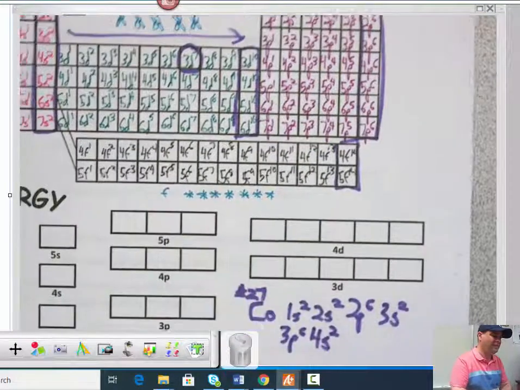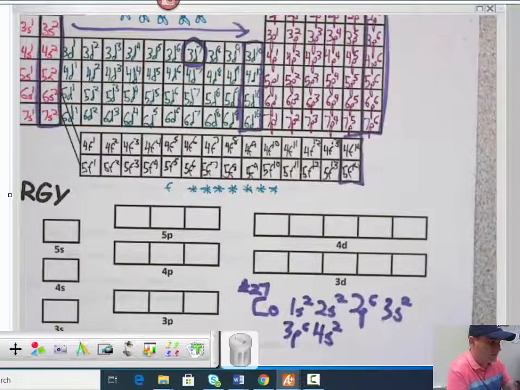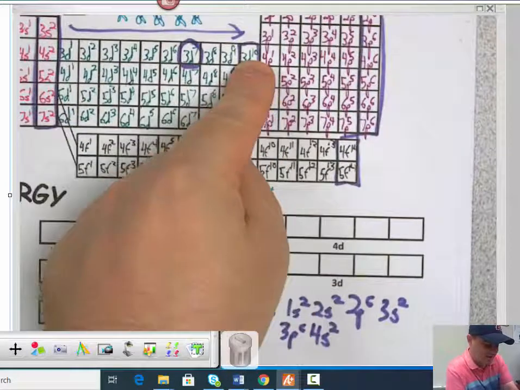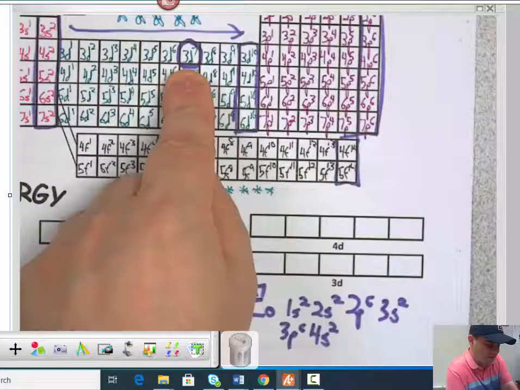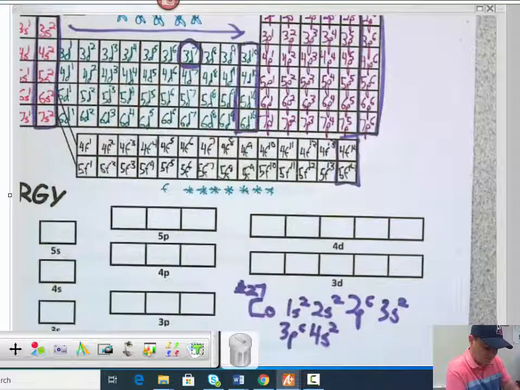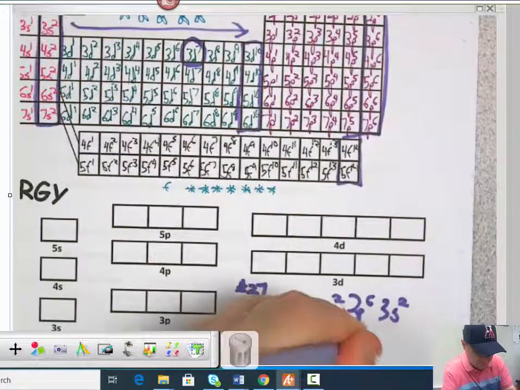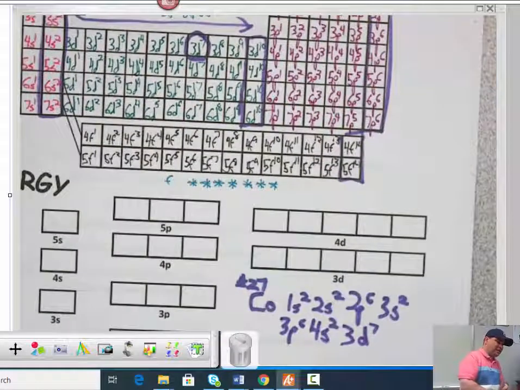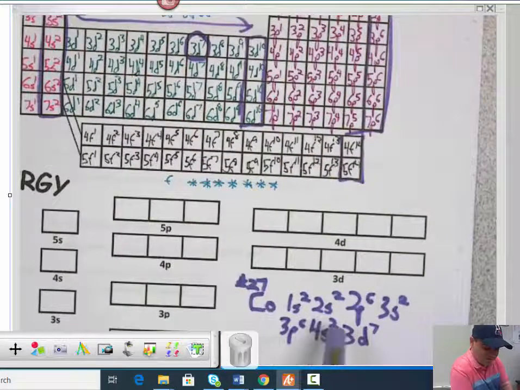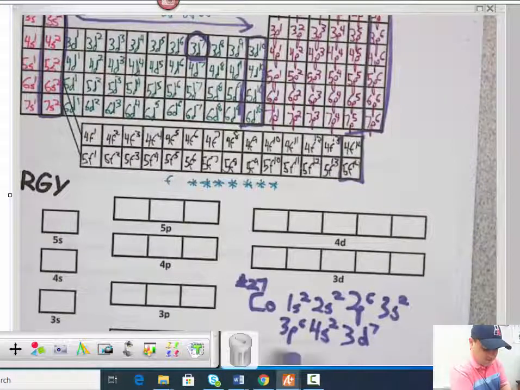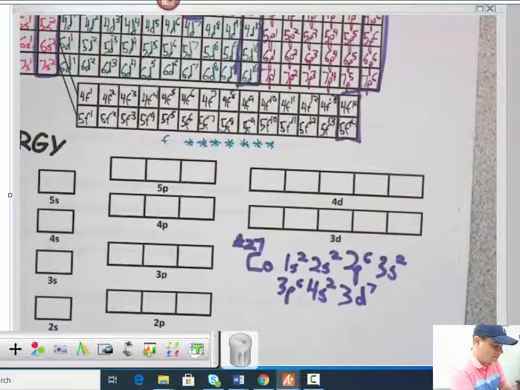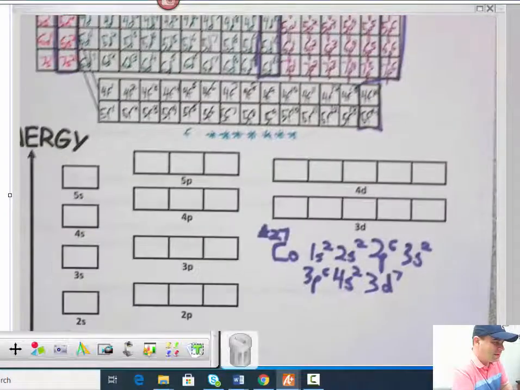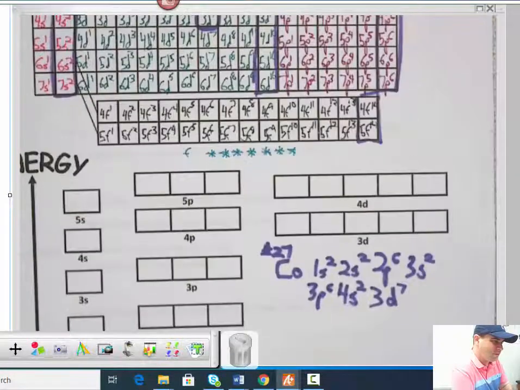The goal is to try to get to 27. Now I could go to 3d10, but that is 30. I don't want to go to 3d10, so we're going to stop at 3d7 because that's the block that cobalt is in. So here's the song. 1s2, 2s2, 2p6, 3s2 and 3p6, and then comes the 4s2, then the weird one, 3d7. 27 for cobalt. That's my song, just so you know. So that is the electron configuration for cobalt.